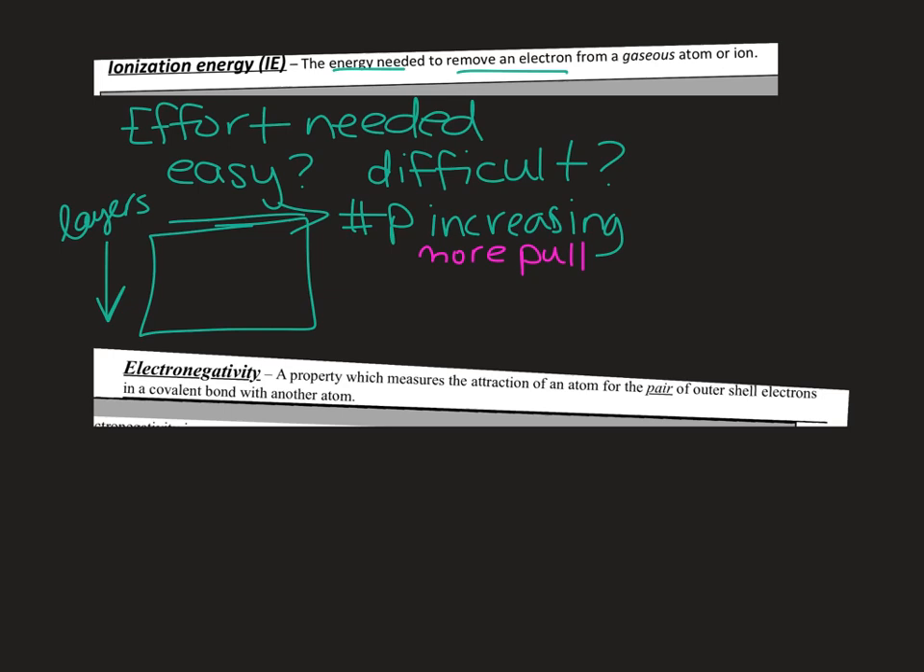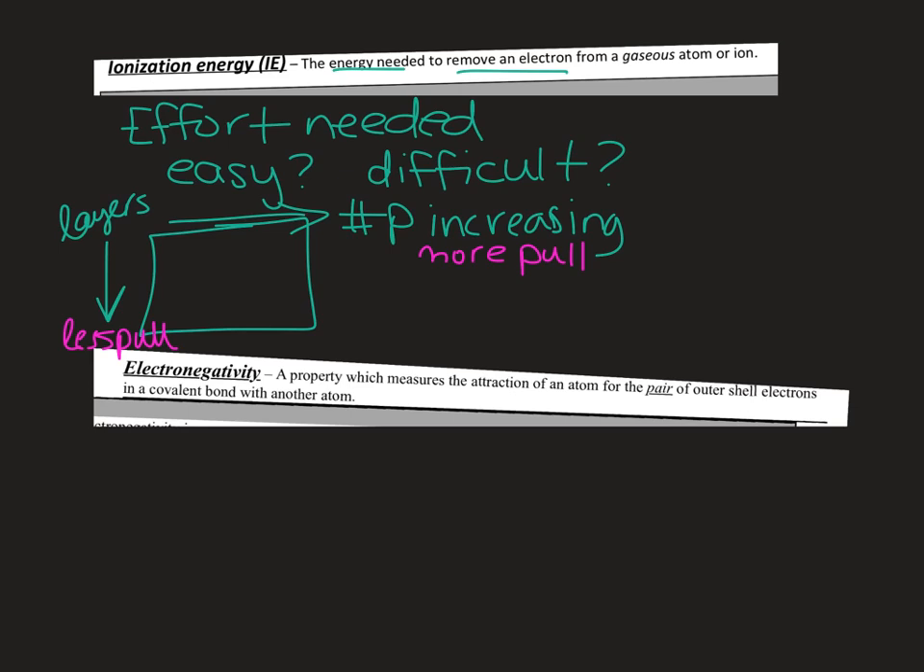With the layers, I told you guys to think about coats. As we have more layers, that means we're going to have less pull because you're going to have more layers that you have to communicate through, right? Just like we wear a bunch of coats or jackets in the winter to keep us warm, we cannot interact with the cold because we have so many layers.